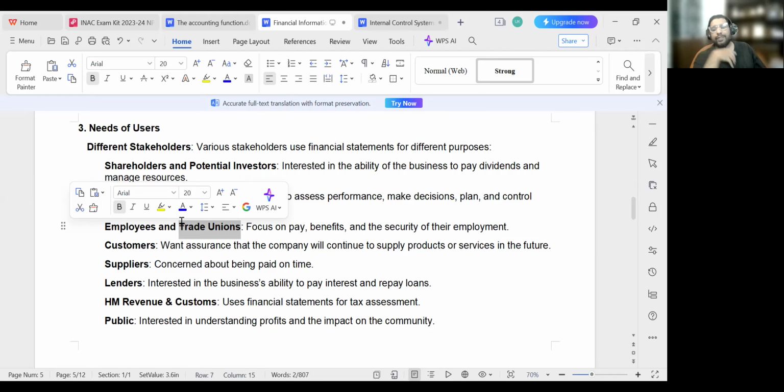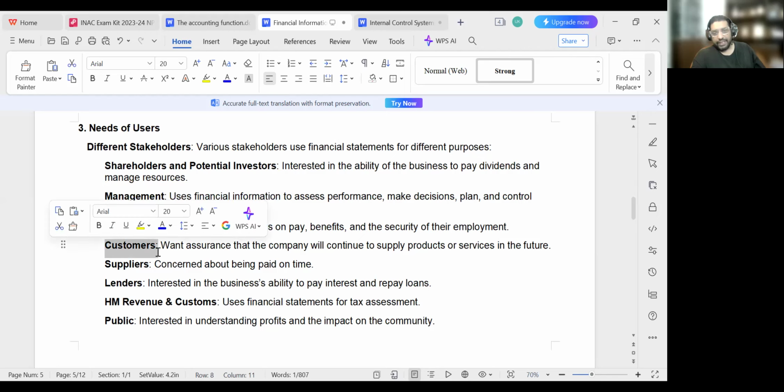These trade unions represent the seniors, who would be looking at the financial position of the company, financial performance of the company, and everything to make their decisions.